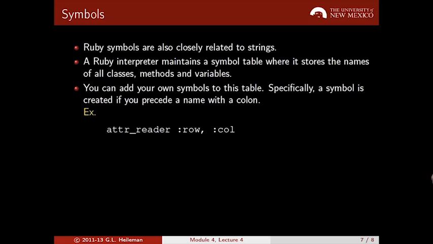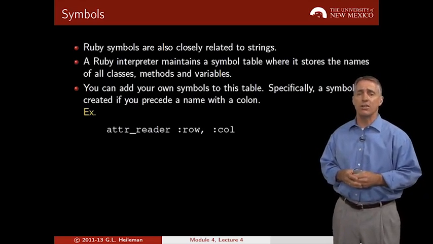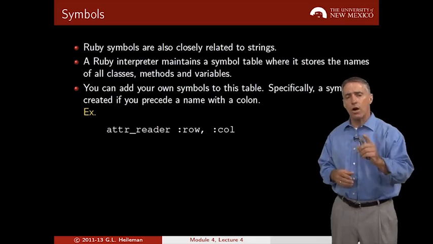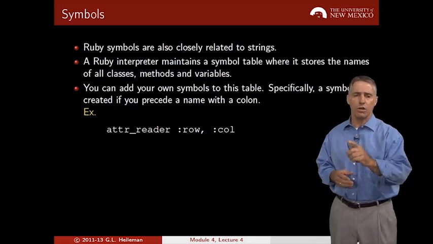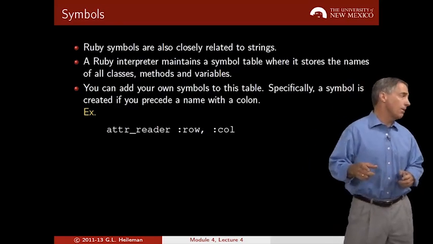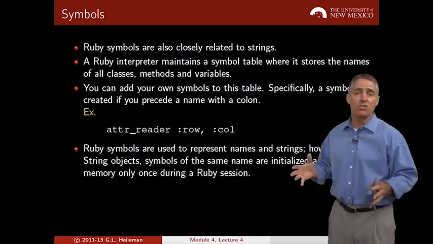And you've already seen this, in fact, when we discussed attribute accessor, reader and writer. So the colon row and colon col in here, these are symbols in Ruby. So Ruby symbols are used to represent names and strings, but unlike string objects, as I've already mentioned, the same name can be initialized and exist in memory only once for a Ruby symbol, but many times for a Ruby string.